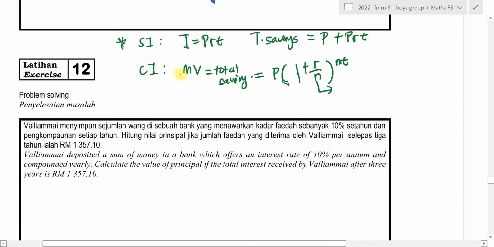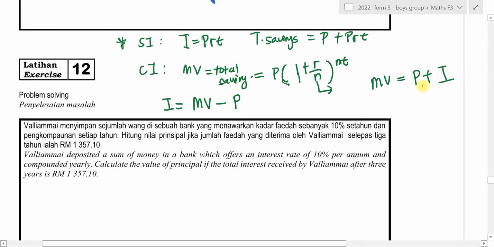Okay, and if let's say from compound interest, they only give the formula for total saving, so how to find the interest accumulated? Take your MV value, total saving, and minus the principal part only. So you will get your interest, because MV is equal to principal plus interest. Okay, MV is total saving. Total saving is always principal plus interest.